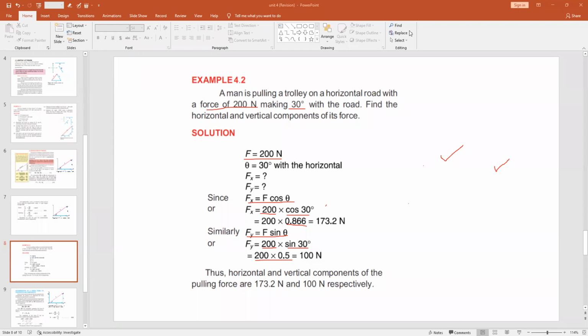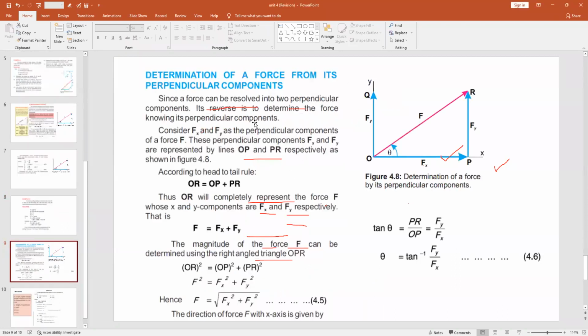Okay, now the next topic is determination of force from its perpendicular components. As we know, we have found these perpendicular components, that are Fx and Fy. Now we will find the magnitude of force and direction with the help of these perpendicular components. For this, again, we have to consider the same figure that we discussed earlier in 4.7.